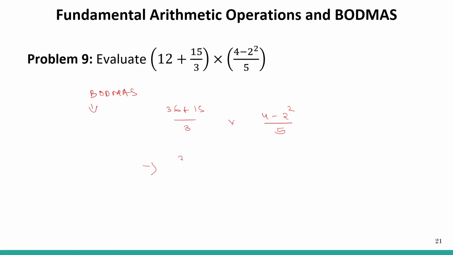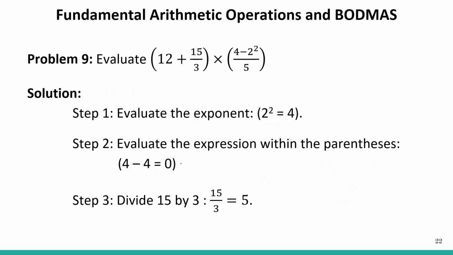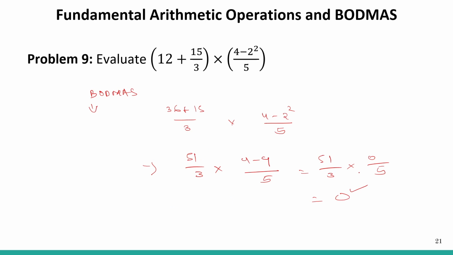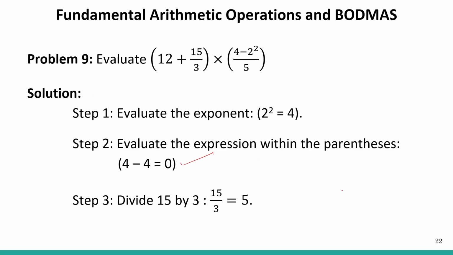So this will become 36 plus 15 is equal to 51 by 3 multiplied by 4 minus 4 by 5. Okay. Then we search for multiplication and do the multiplication. Simplifying this, what we are left with is 0 by 5. So this will be equal to 0. 4 minus 4 is equal to 0. So divide 15 by 3, that is 5. Okay. So what we are left with here is this 0. Okay.